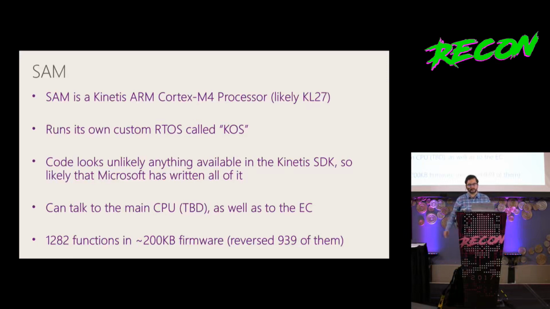There's basically a whole bunch of processor families. At least on the one I have, I think it's a KL27, and it runs its own custom real-time operating system called KOS, which actually, that's the typo there. It's spelled like this, chaos. At first I thought it was KOS from Kinetis OS, so I wanted to look at the Kinetis SDK to see if they just used one of the RTOSs that Kinetis provides, but I didn't see any similar source code to what I was seeing in binary. So it looks like it's a completely custom OS that Microsoft has written, KOS or chaos.